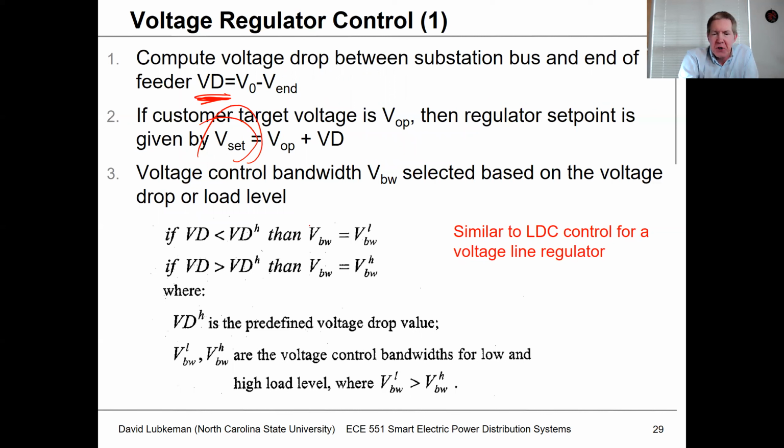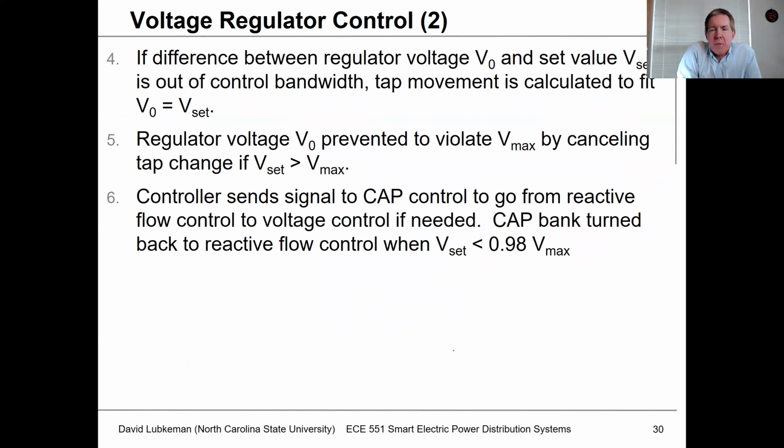And what they do in this particular paper is they do a comparison where they look at voltage drops. And if the voltage drops get kind of high, they have one bandwidth. If the voltage drops are low, they use another bandwidth. So the idea in this case is that if you get a lot of voltage drop, you might need to tighten the bandwidth in this case. And then what they're going to be doing in this case is, again, trying to keep the voltage at the load at a certain point. And if we run into a situation where the voltage gets too high, then we basically put a limitation on the tap change.